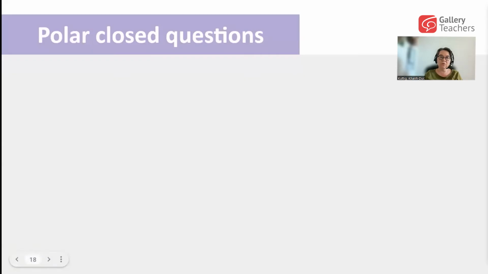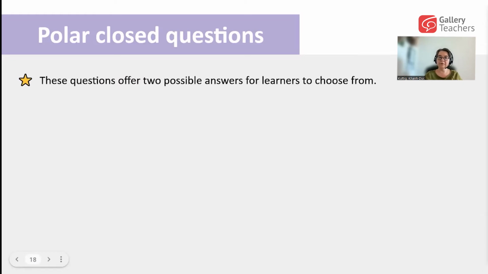So let's look at the type of questions we can ask, the degree of openness, and how you can effectively choose questions that give your learners that safe space to express themselves and allow stronger learners to provide more answers. The first type of questions are polar closed questions. And these questions offer your learners the possibility of one of two choices. So they're quite restricted. You have the yes/no question that we looked at the beginning of this session.